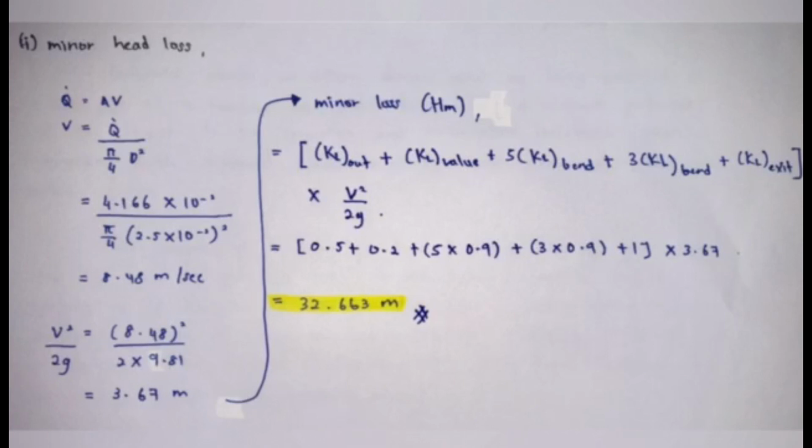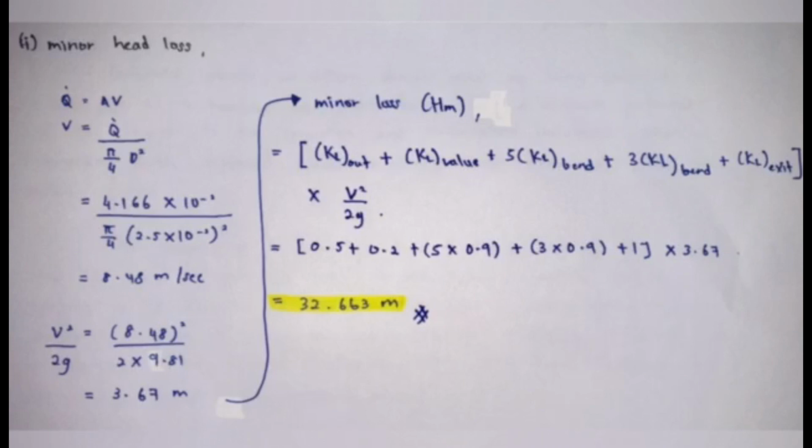Okay, the formula is Q equals AV, V equals Q over pi over 4 multiplied by D squared, equals 4.166 multiplied by 10 to the power of negative 2 over pi over 4 multiplied by (2.5 multiplied by 10 to the power of negative 2) squared. So you can get the answer 8.48 meter per second. Next we need to find V squared over 2g, equals 8.48 squared over 2 multiplied by 9.81. So you can get the answer 3.67 meter.